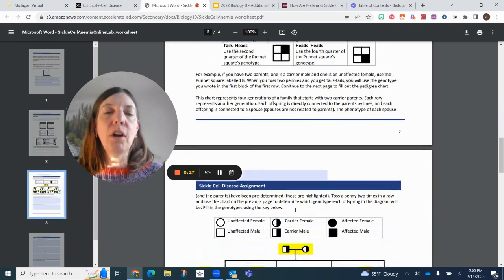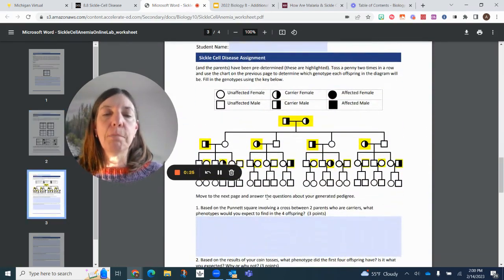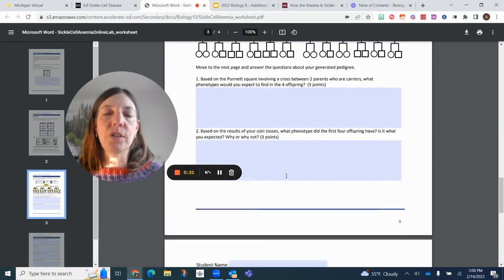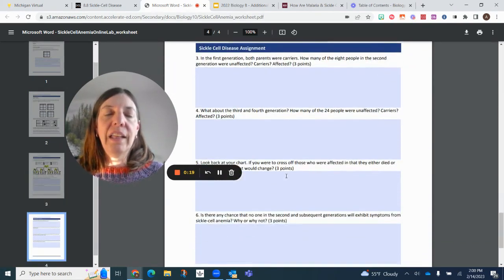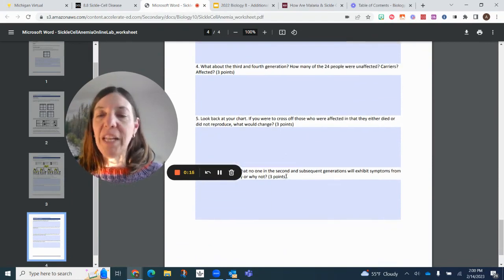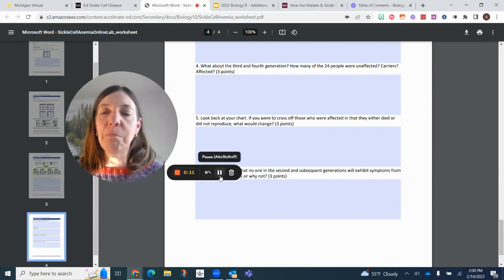And once you figure all that out, you're going to fill out this pedigree chart, and you're going to answer the following questions. There are several questions to answer, all based on your coin tosses and your understanding of genetics, Punnett squares, and pedigree charts. Good luck.